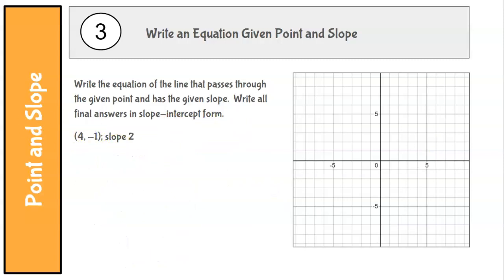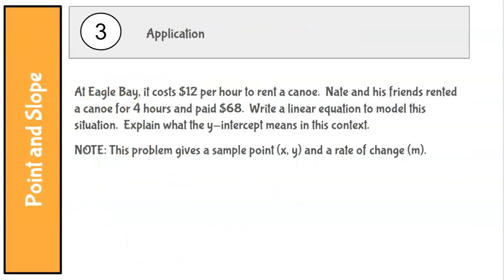the slope. All right, last one is we always have to look at an application of this, so here we go. At Eagle Bay, it costs $12 per hour to rent a canoe. Nate and his friends rented a canoe for 4 hours and paid $68. Write a linear equation to model the situation. Explain what the y-intercept means in this context.